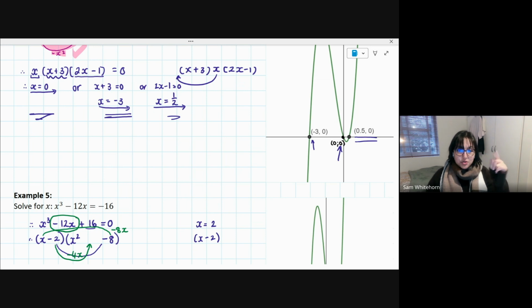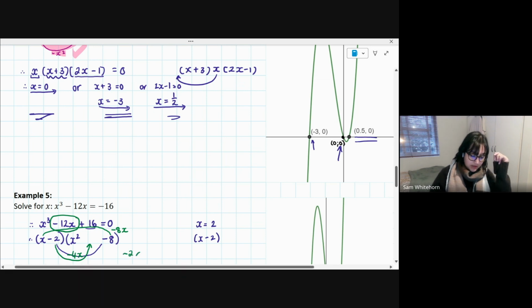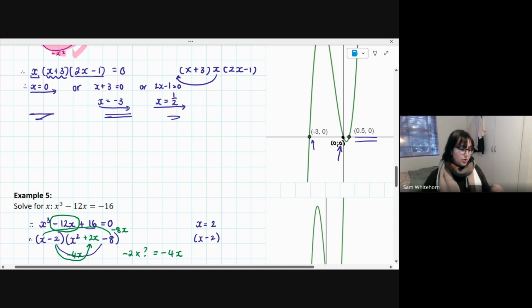So -2 times what will give me -4x? That would need to be multiplied by 2x. So I get my middle term. So even though I don't have the x squared terms, like I said, it took my brain a second to compute just because it's so programmed to do what I'm used to, but you can still find your quadratic.